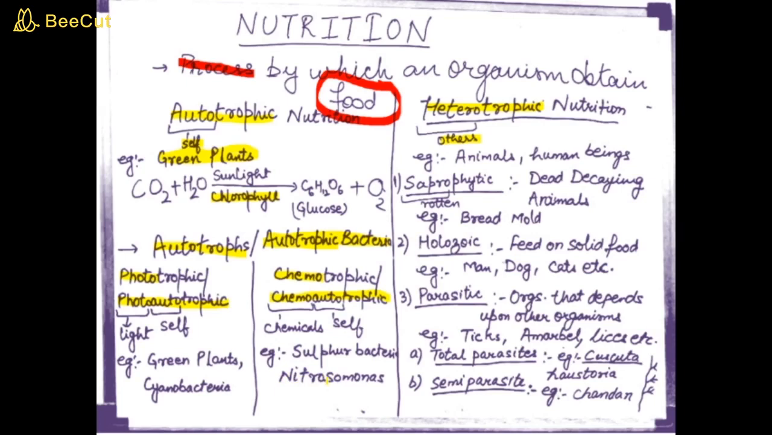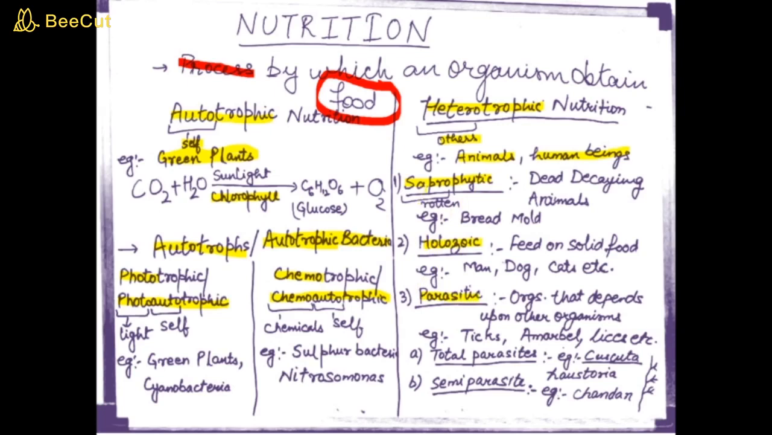Next, the second major type is heterotrophic mode of nutrition. The most common example in heterotrophic mode of nutrition is animals and human beings. We can't prepare our own food, rather we depend upon other organisms for deriving the food. So in heterotrophic mode of nutrition, there are three subclasses. First is saprophytic, then second is holozoic, and third is parasitic.